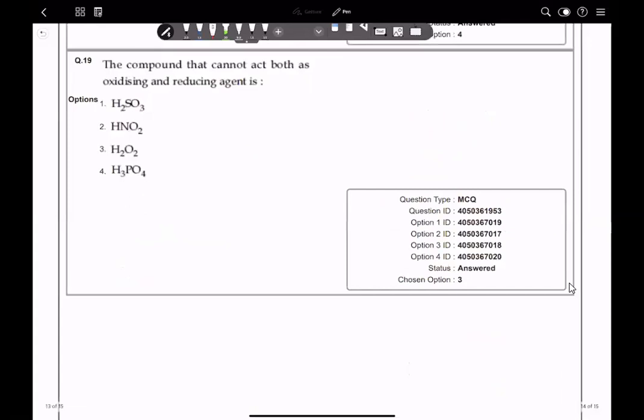Question 19 asks for the compound that cannot act as an oxidizing agent as well as a reducing agent. So if the oxidation state of the element is highest, then it can never be a reducing agent, and if it is lowest, then it can never be an oxidizing agent. Okay, so just check the oxidation states. For H2SO3, the sulfur oxidation state is +4, which is neither highest nor lowest, so both oxidation and reduction are possible. In HNO2, the oxidation state is +3, which can increase to +5 or decrease to -3. H2O2 oxidation state is -1, so it can decrease to -2 or increase to 0.